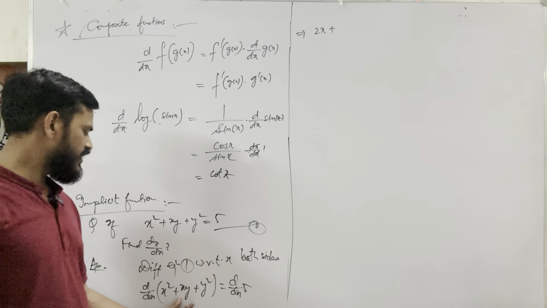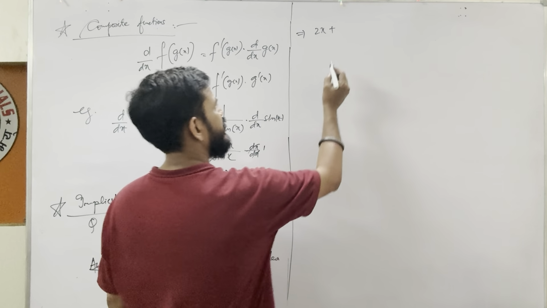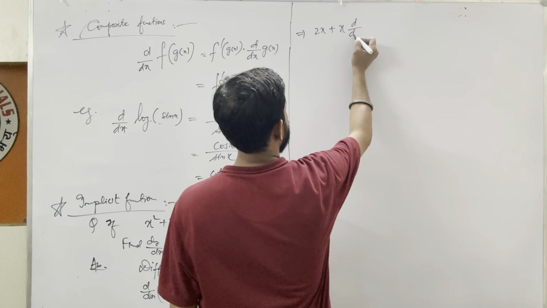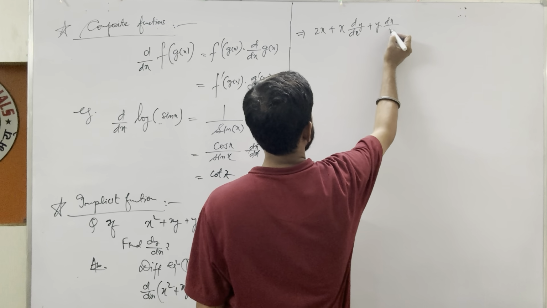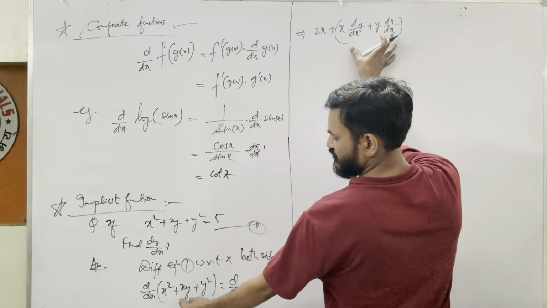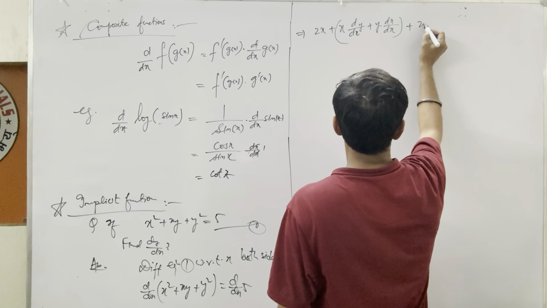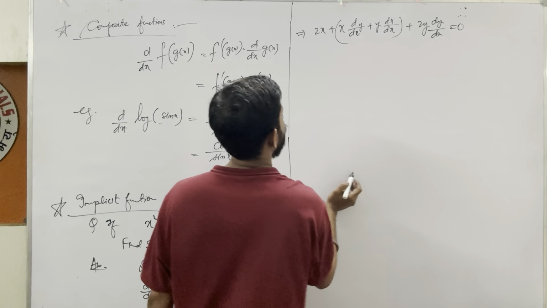2x. Here we are going to use the UV rule, the product rule. So we'll take x outside and differentiate y, and then we'll take y outside and differentiate x. So it is as a result of the product rule. Now y² will be 2y dy/dx. The whole thing is 0.